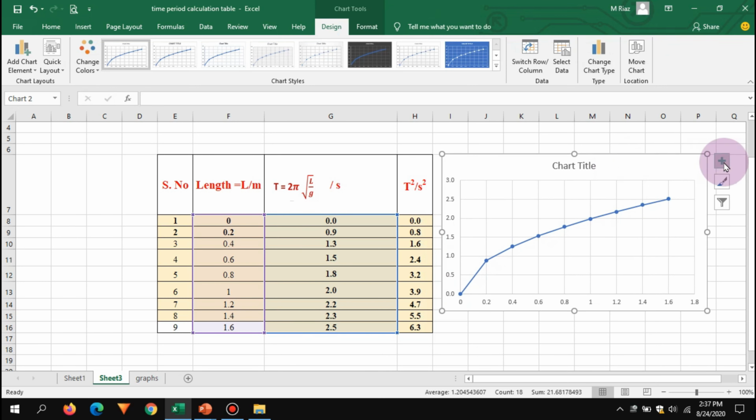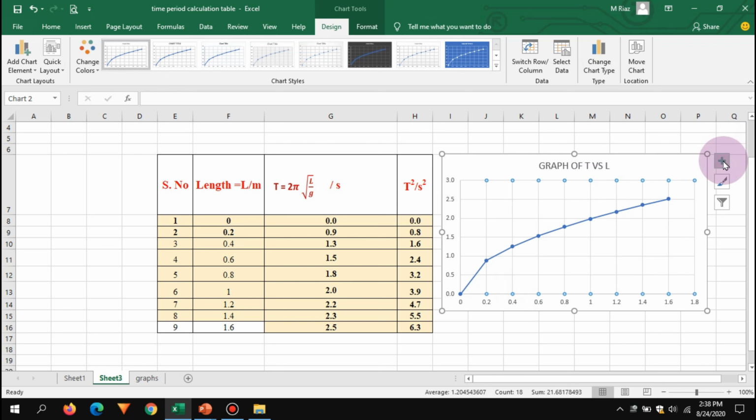If you want to include the titles, suppose I want to write here, just click here and delete this part, delete it, and you can write here graph of T versus L, time period versus length.